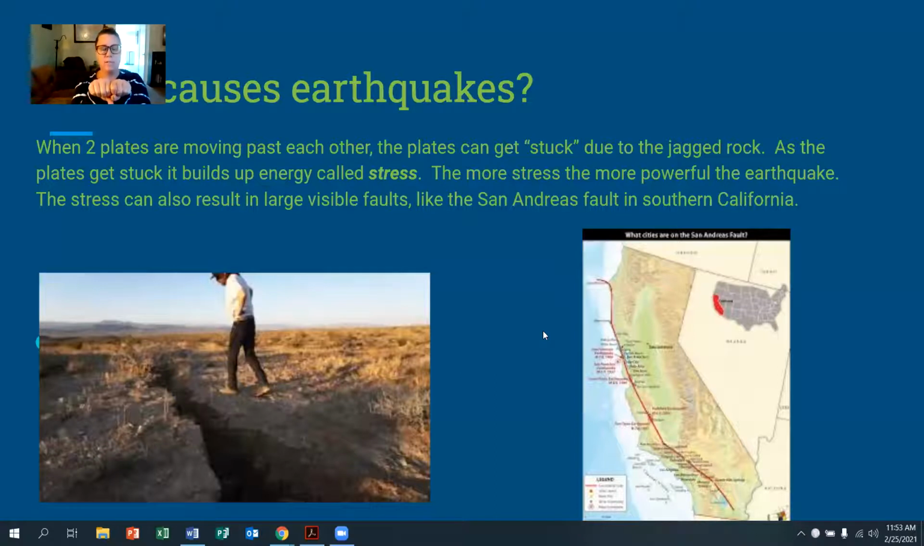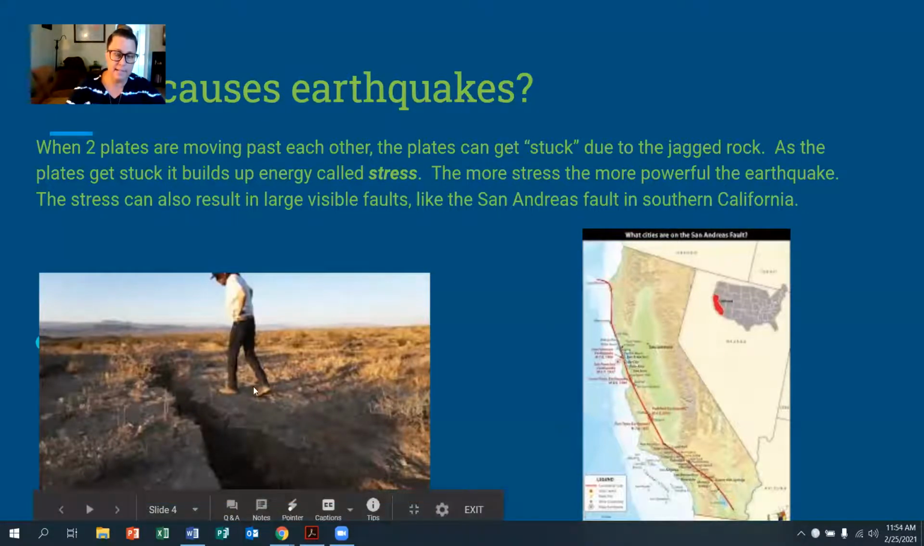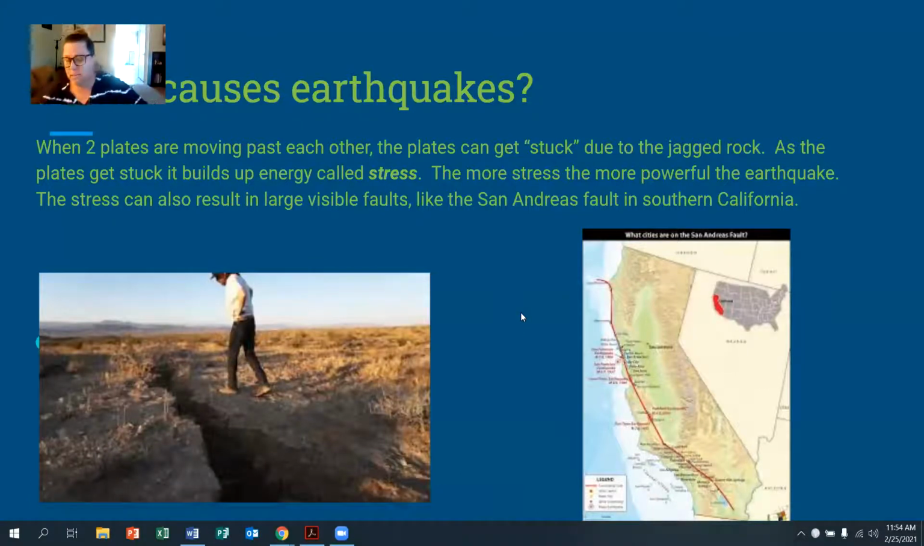Eventually, one rock is going to pass the other and push past it, slide past it, releasing all of that stress, creating an earthquake. When that stress is released, that's what causes the earthquake. So earthquakes are most commonly found along transform boundaries. Here you can see a fault line, the guy that's standing next to the fault line right here. The San Andreas Fault, like I said, in Southern California is the most famous fault line there is. And that's at a transform boundary.